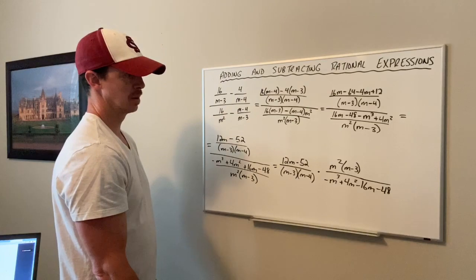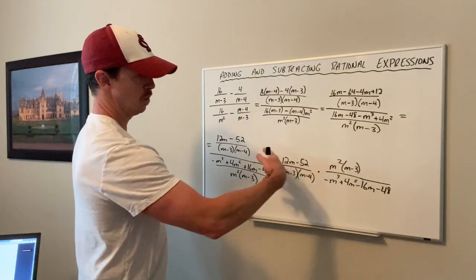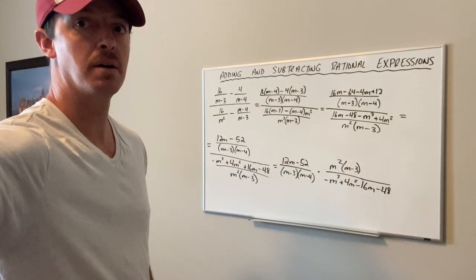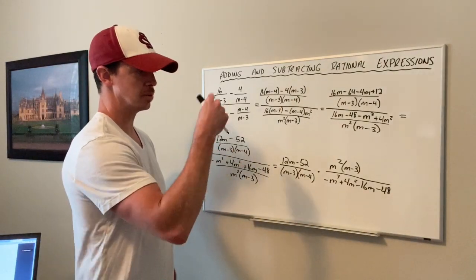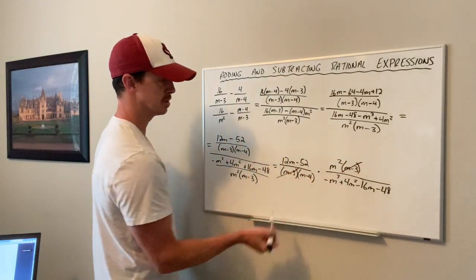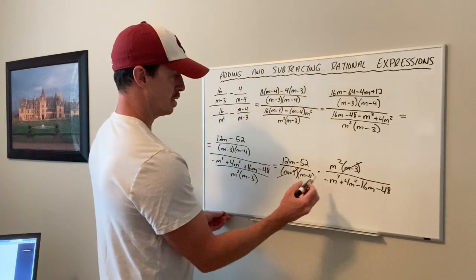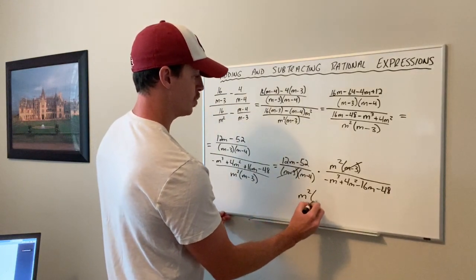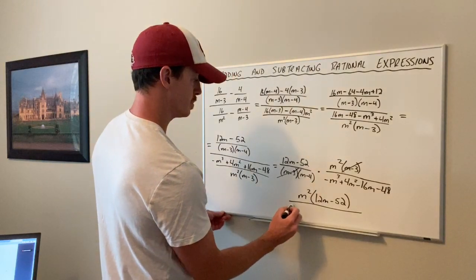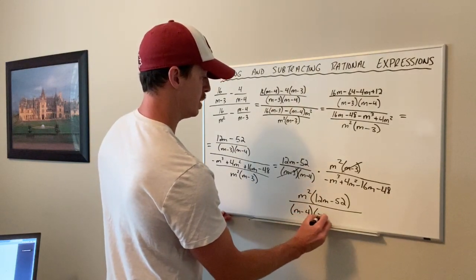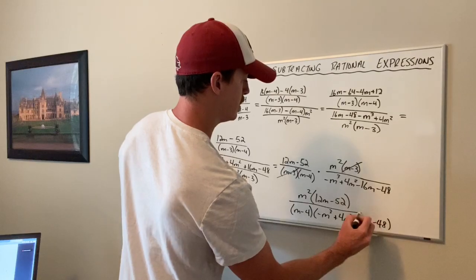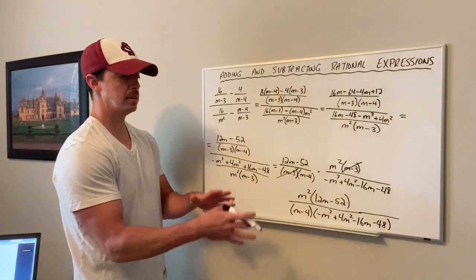Okay. Well, you know, we're looking at this as one big thing here. Remember, we can cancel anything that's in the numerator and in the denominator, it doesn't matter if it's in different fractions. So like I can cancel those m minus 3's there. And so that's the only thing that cancels. I'm left with m squared times 12m minus 52 over m minus 4 times negative m cubed plus 4m squared minus 16m minus 48. Nothing else cancels. We've combined everything. That's good enough.